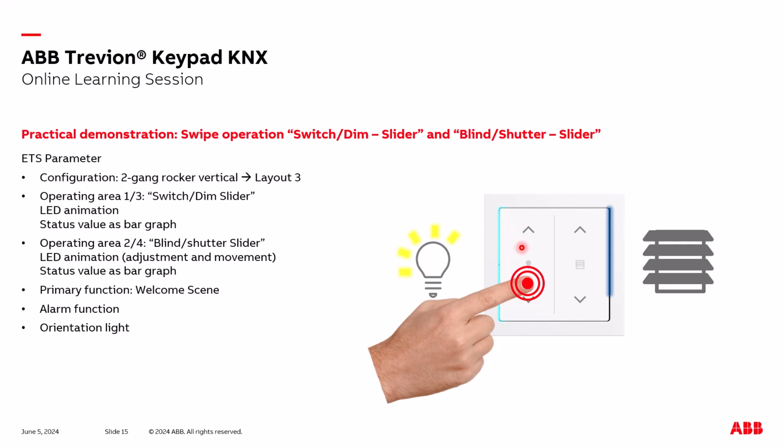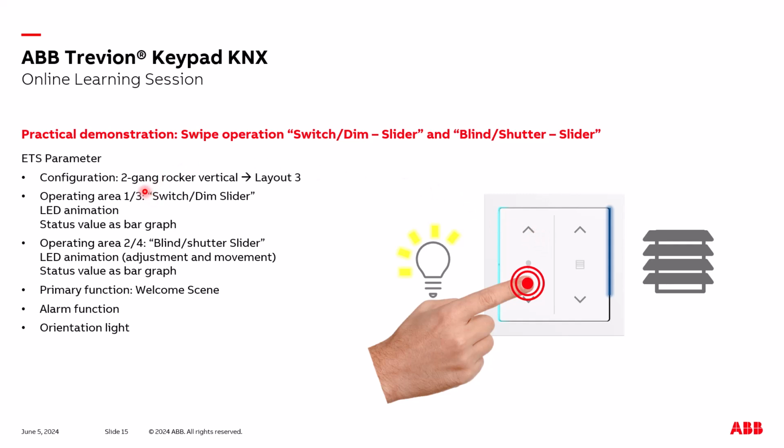We use here our Trevion on the left side. I would like to use it with a dim slider, and on the right side to control my shutter and blinds also via the sliders. Of course, you can also use the standard operating like with short and long press, like in a standard control element. But here today I would like to show you now these sliding functions.